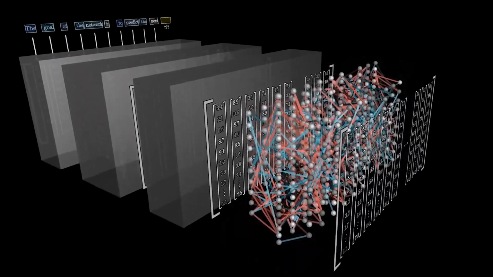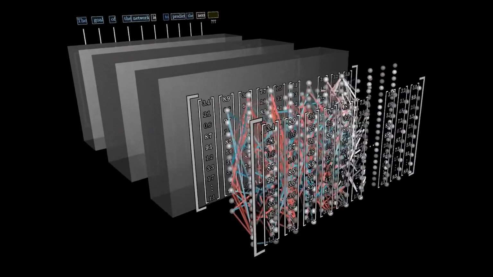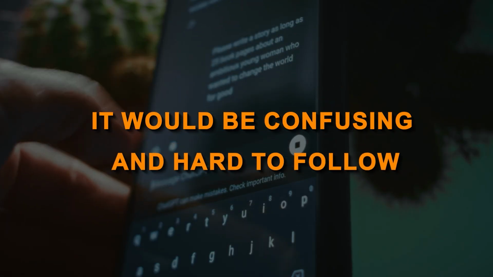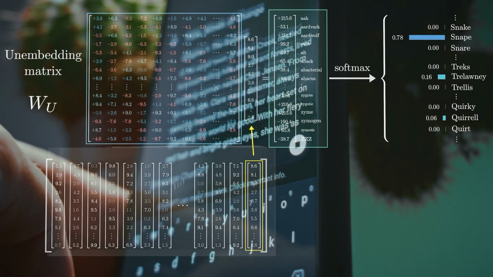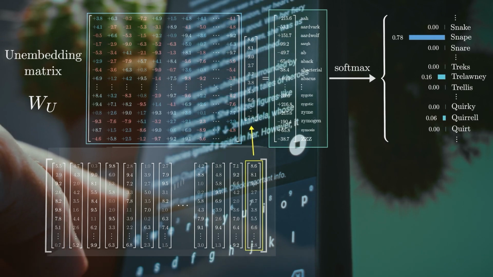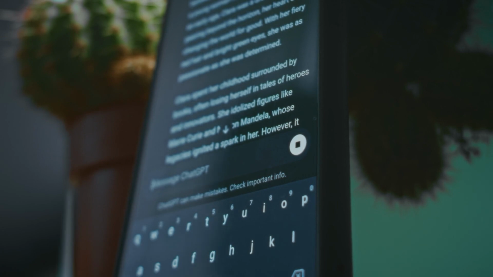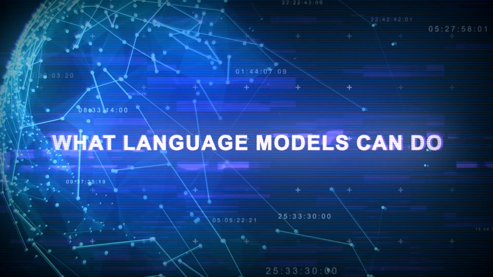Without this feature, language models would struggle to connect the dots in long passages. Imagine trying to follow a conversation where each person only listens to a part of what the other is saying. It would be confusing and hard to follow. But attention mechanisms allow transformers to take the entire context into account, ensuring a more accurate understanding of the full sentence.